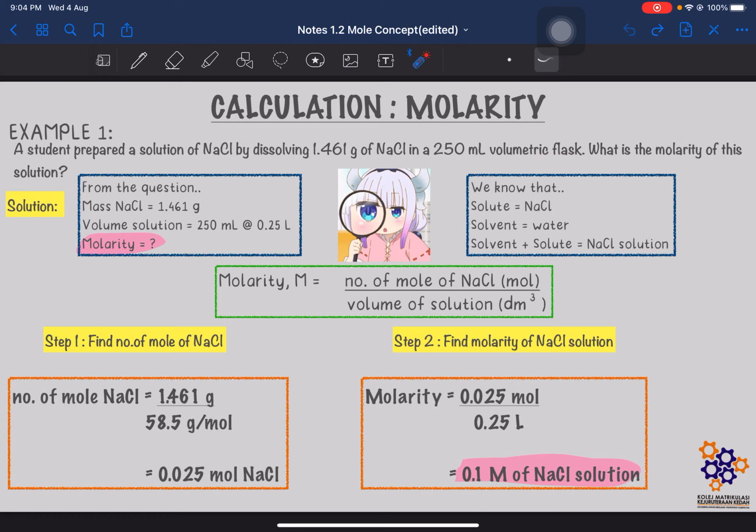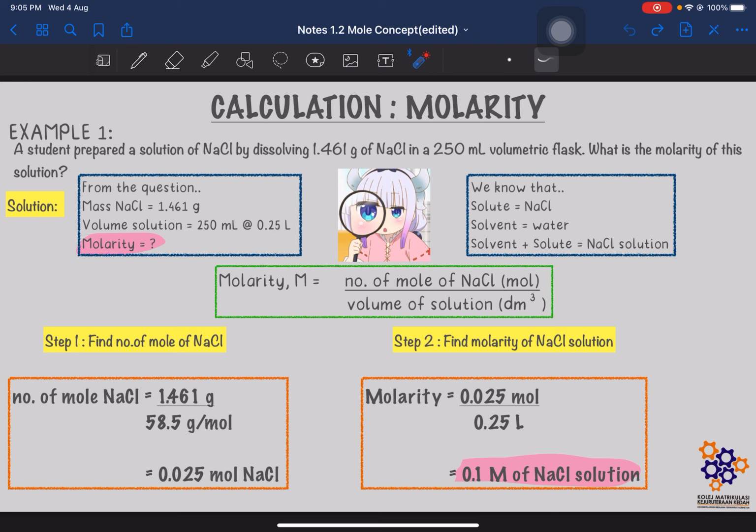So from the question, we have several pieces of information given to us. First one, they give us the mass of sodium chloride, which is 1.461 gram. And the volume of solution given in the question is 250 ml. So we directly convert it into liter, because we know that for molarity, the unit for volume of solution must be in liter or decimeter cube. So we directly convert it into liter to be 0.25 liter.